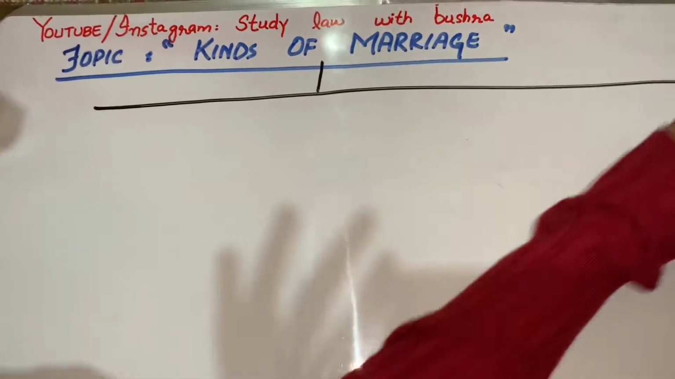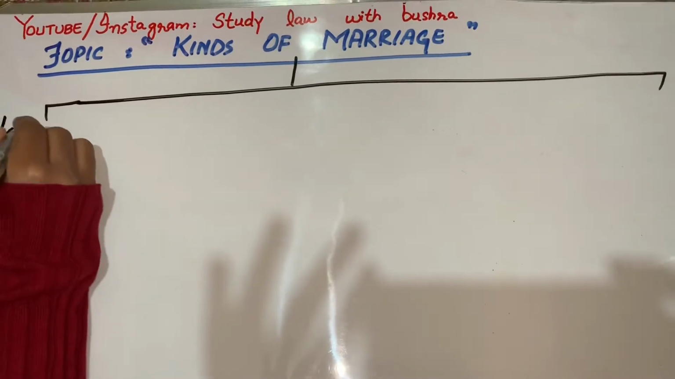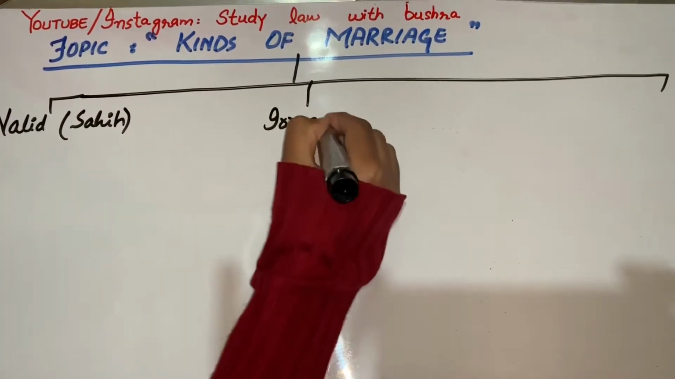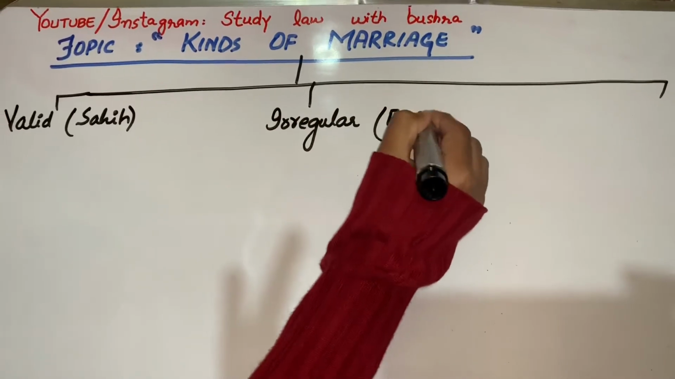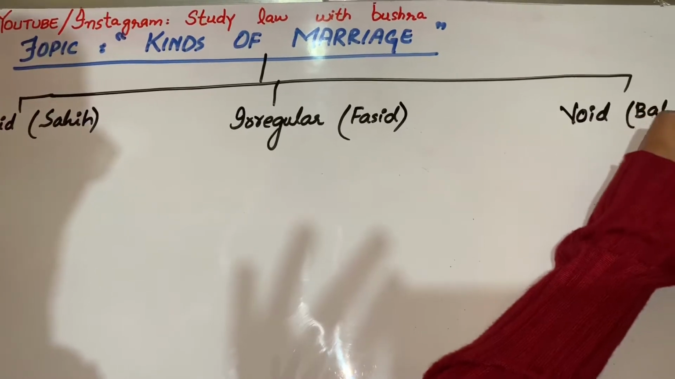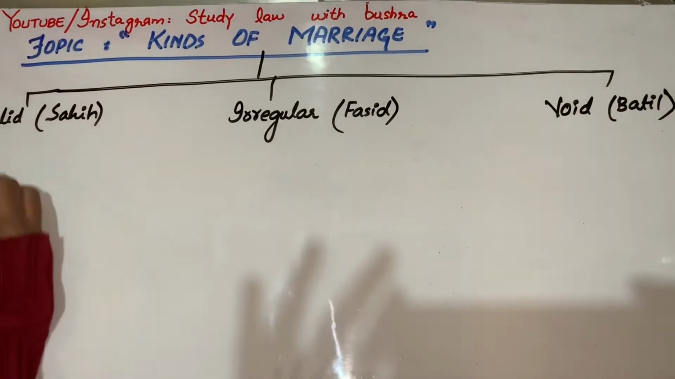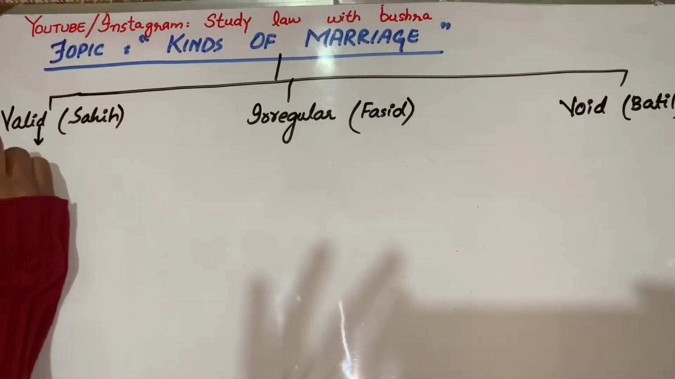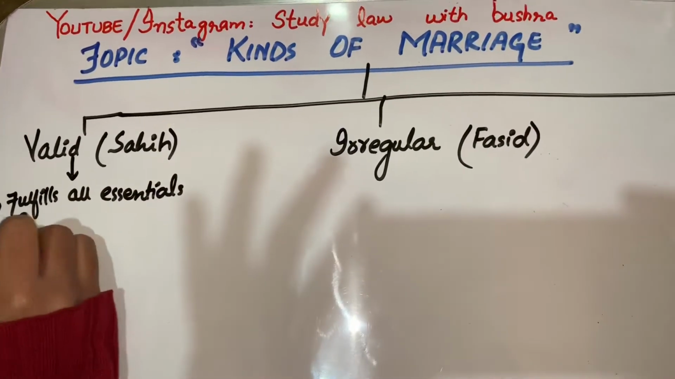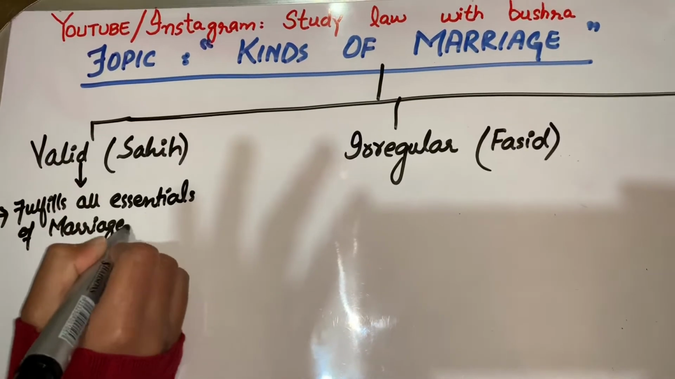So moving towards the kinds of marriage, there are basically three kinds of marriage: valid marriage or sahi marriage, irregular marriage or fasid marriage, and the last one is void marriage or batil marriage. We will discuss each of them one by one. So, moving towards valid marriage. Valid marriage is the one which fulfills all the essentials of marriage.